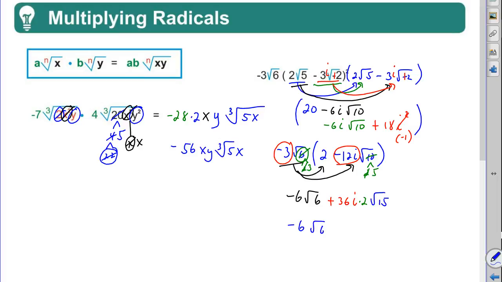Clean it up. Negative 6 times the square root of 6 plus 72i times the square root of 15. And if you want to be a purist and you want your i in the back, then you're going to put your i there. I don't like that format because it looks like it's in the radicand. But that's the answer, and that's what you need to do even on something that looks that difficult.